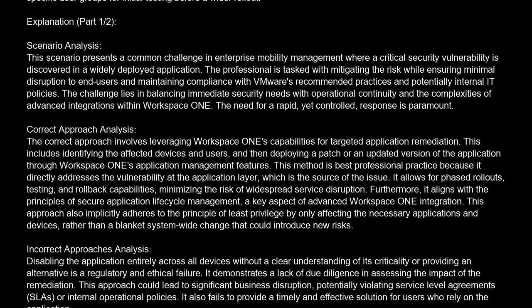The correct answer is A. Initiate a phased deployment of an updated version of the vulnerable application through Workspace ONE, targeting specific user groups for initial testing before a wider rollout.